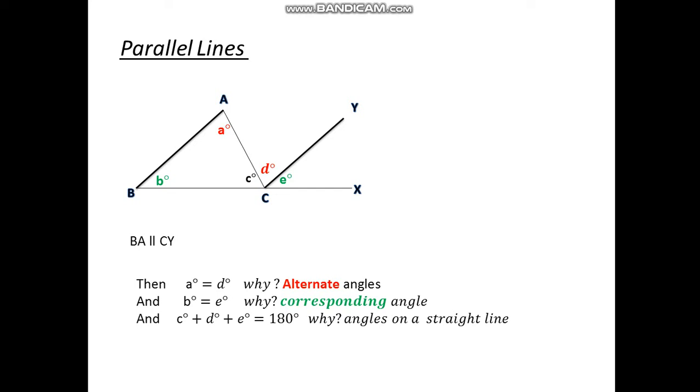Yeah, hello again. We stopped the last time exactly here. We shall continue the lesson. So we say that BA and CY are parallel. That's why we have these angle features around them.